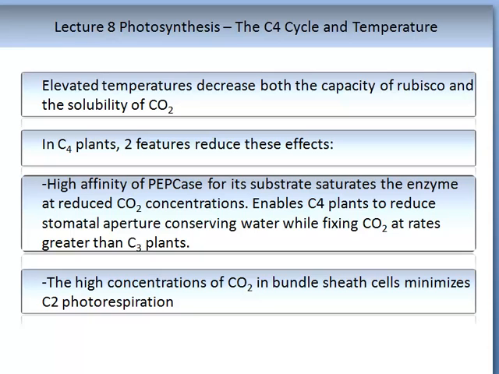So let's talk about the C4 cycle and temperature. Elevated temperature decreases both the capacity of Rubisco and the solubility of carbon dioxide. In C4 plants, two features reduce these effects. The first feature is a high affinity of PEPCase for its substrate, which saturates the enzyme at reduced carbon dioxide concentrations. This in turn enables C4 plants to reduce stomatal aperture, conserving water while fixing carbon dioxide at rates greater than C3 plants.